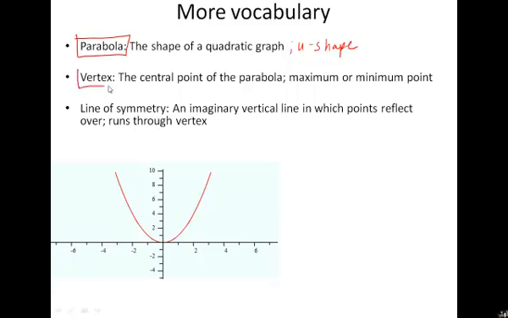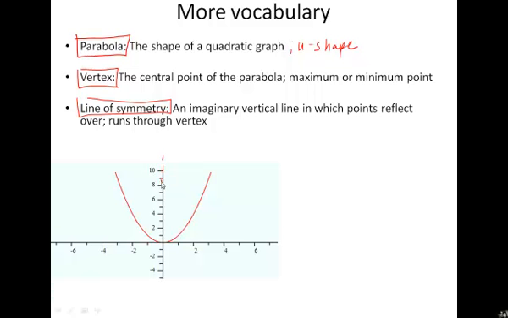The vertex is the central point of the parabola, a very important point because it's literally the central point. It also marks the maximum or the minimum point of that U shape. And then finally we have a line of symmetry. It's an imaginary vertical line in which points reflect over. It runs through the vertex.